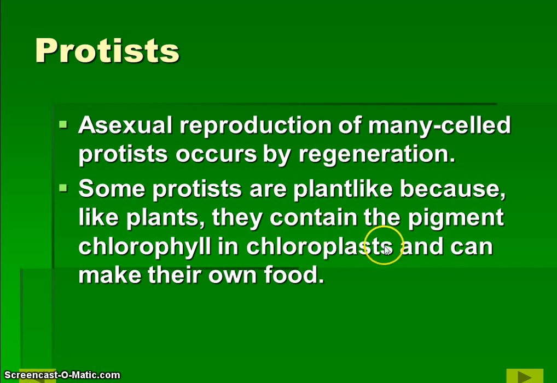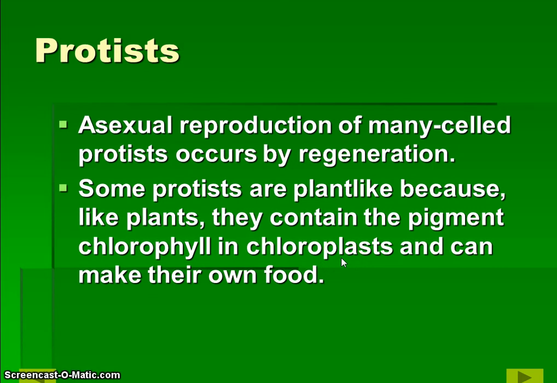So the carbon dioxide, the water, or the H2O, and sunlight, will be able to make glucose, which is C6H12O6, or sugar, and it can use that to make its own food. Now chlorophyll is going to be a green pigment that exists within the chloroplasts where this photosynthesis occurs.